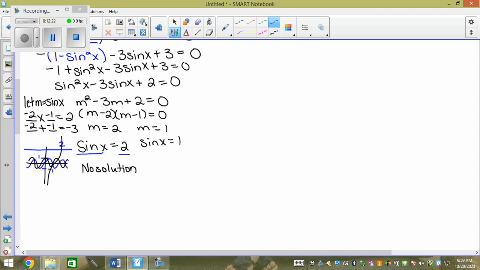And then this one, we want where y is 1, which is here. And our domain is restricted between 0 and 2 pi, so it has to be in radians. So my answer would be pi over 2. So I only actually have one answer for that one.